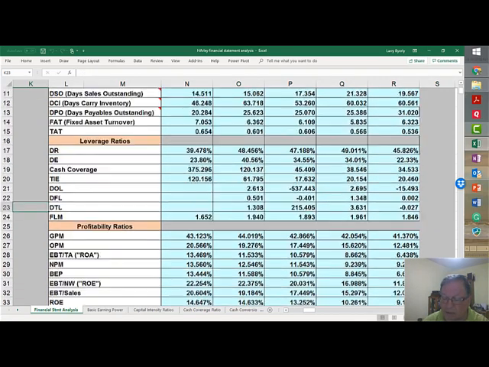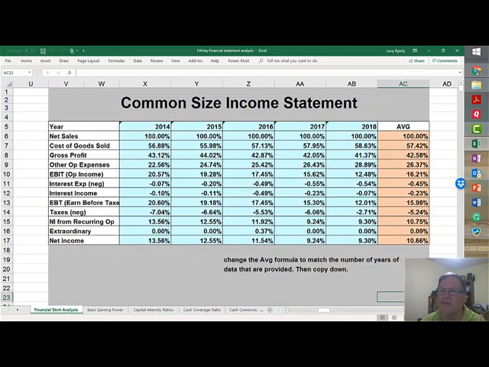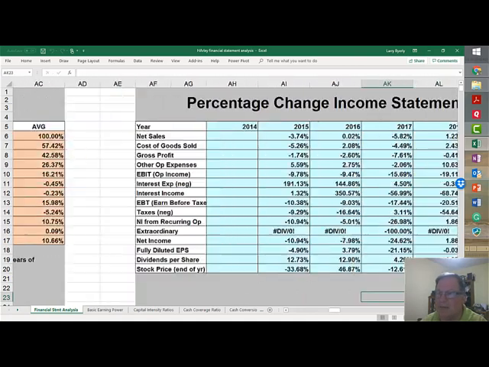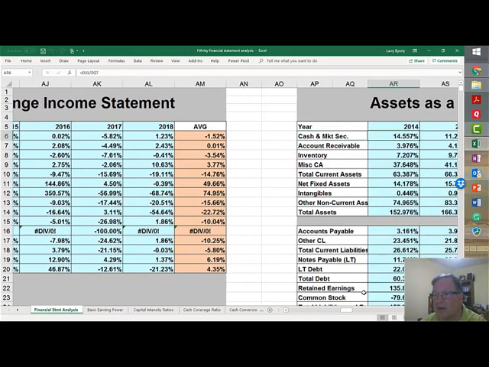If we scroll further to the right, there are many other things here. There are common size income statements and balance sheets, which show the relative proportion of items in the statements. There are change statements, the percentage of changes of things that happen in the income statement. If you notice here, over the last 5 years, Harley has seen a reduction in sales of about negative 1.25%. So again, that's the kind of information you get from there.